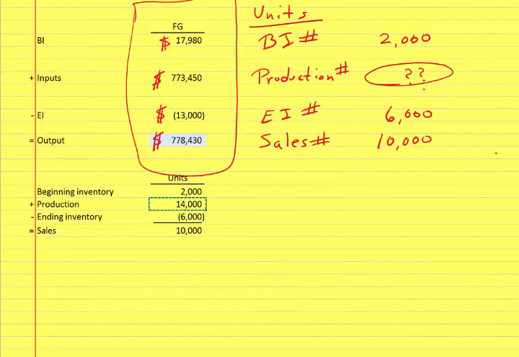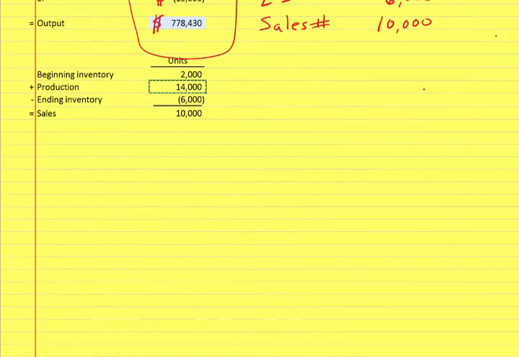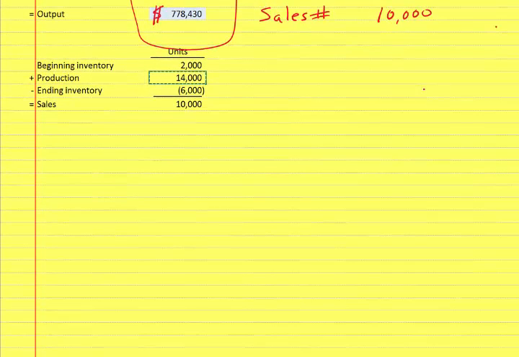Next, I would like for you to rearrange that inventory formula for units and finished goods and solve for production. Instead of having to use algebra to solve for an intermediate total, I would like for you to start with sales and end up with production. So why don't you rearrange that inventory formula such that you start with sales and end up with production. Pause the video and see if you can't do that.